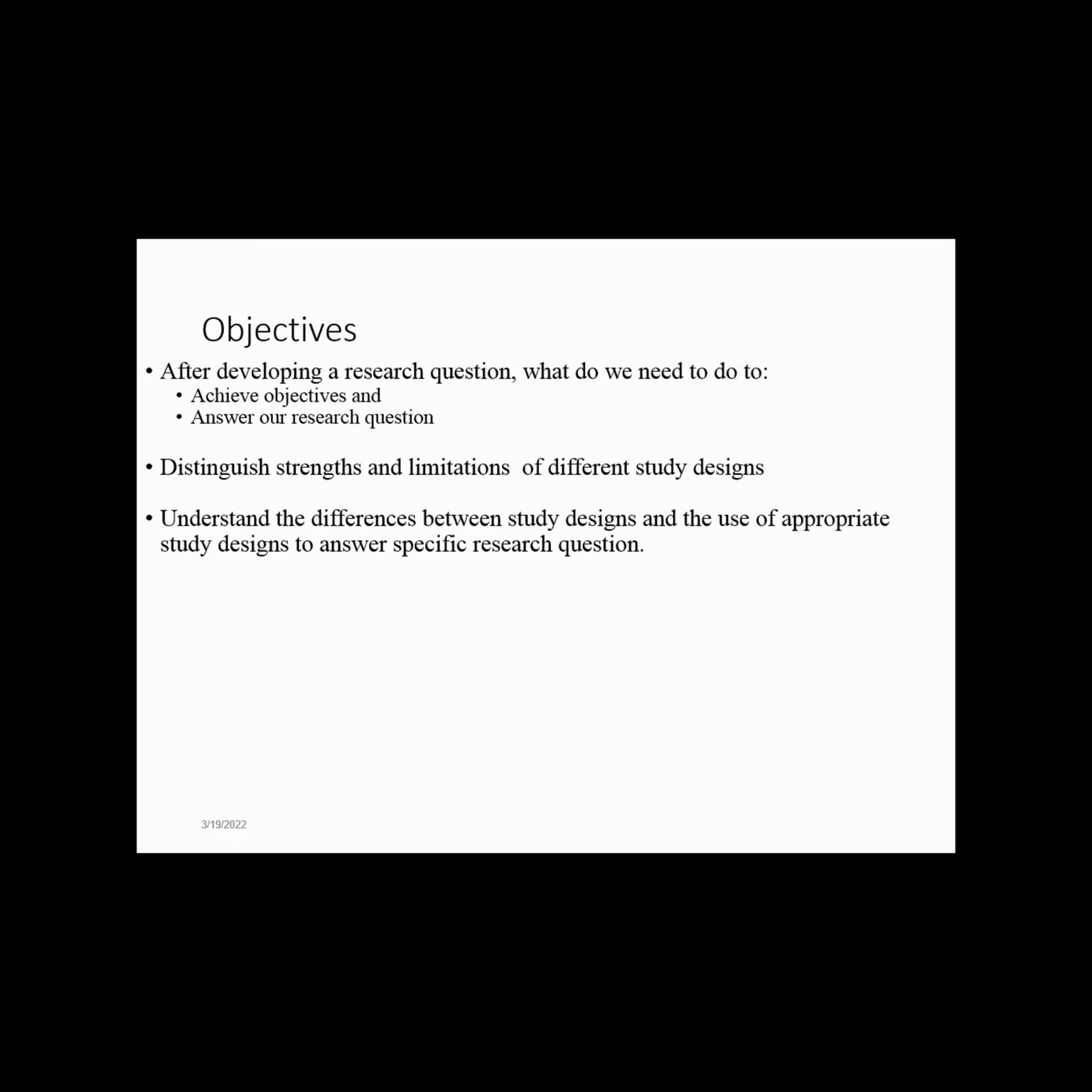So the objectives under our discussion: we shall look at, after developing a research question, what do we do next? We shall see that we have to achieve the objectives of the research, then see that we answer the question for which our research is being carried out. Then we shall look at the different strengths and limitations of the different study designs, and also understand the differences between study designs and the use of appropriate study designs to answer specific questions.